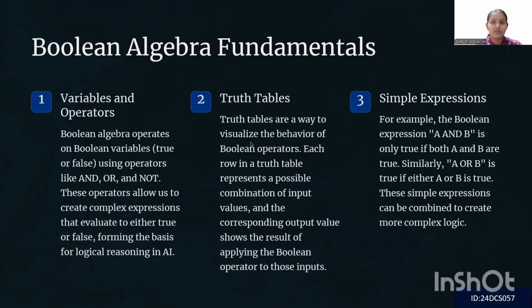What is truth table? Truth tables are a way to visualize the behavior of Boolean operators. Each row in a truth table represents possible input and corresponding output value. It shows the result of applying a Boolean operator to those inputs. What is simple expression? For example, the Boolean expression A AND B is only true if both A and B are true. Similarly, A OR B is true if either A or B is true. These simple expressions can be combined to create more complex logic.